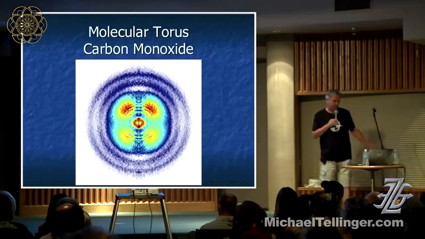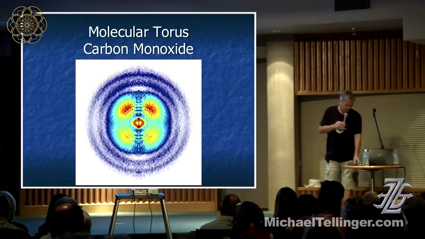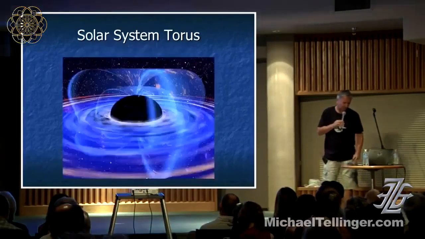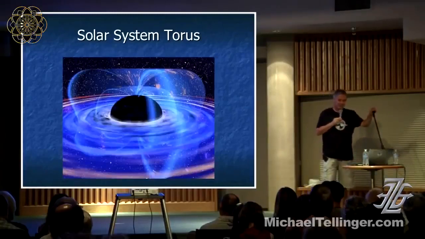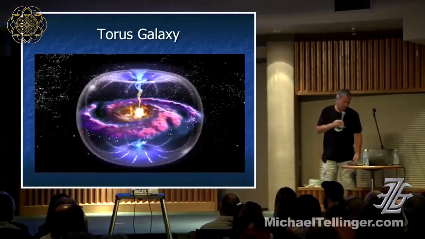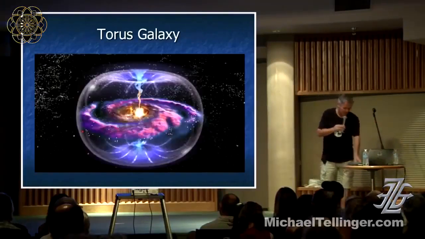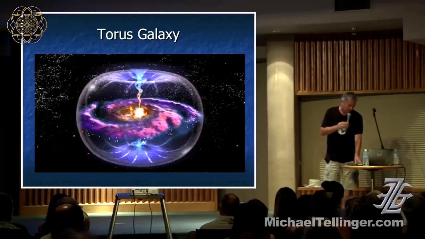Here's a picture of a molecular torus of the carbon monoxide molecule. And you start seeing how the toroidal shapes appear everywhere. Here's the solar system as a torus. And many of you would have seen the fact that our galaxy has been shown to be a toroidal field. And so it goes.